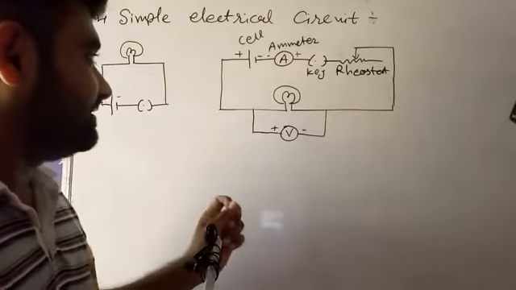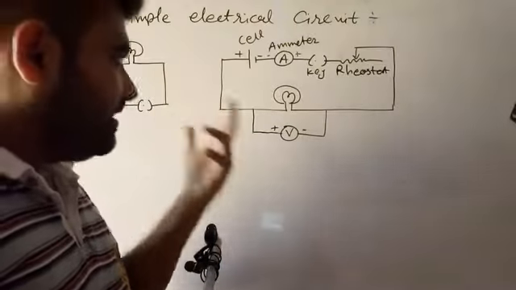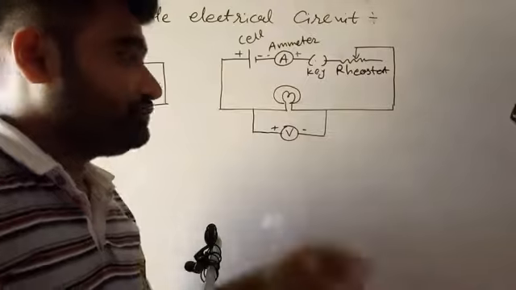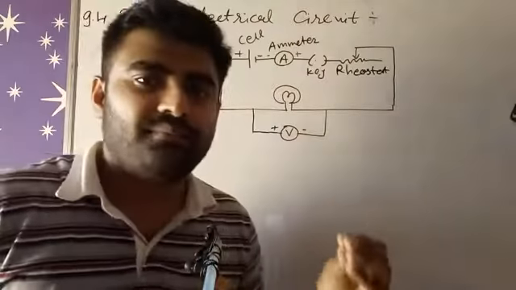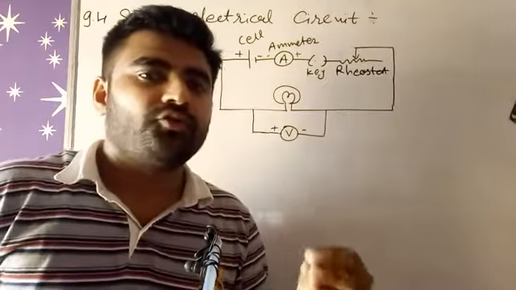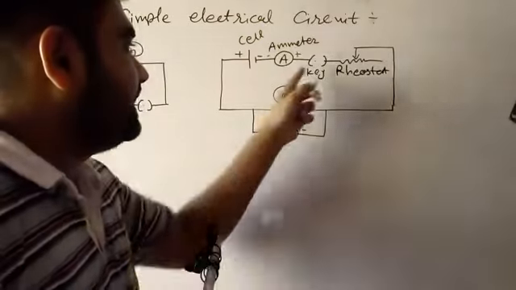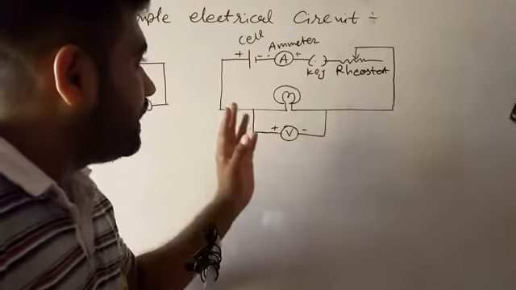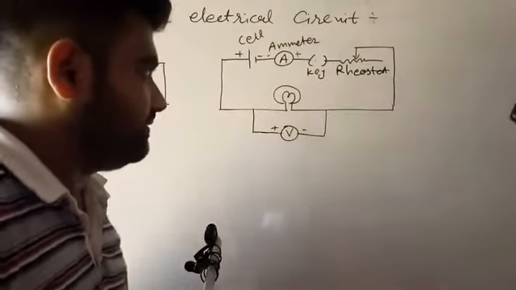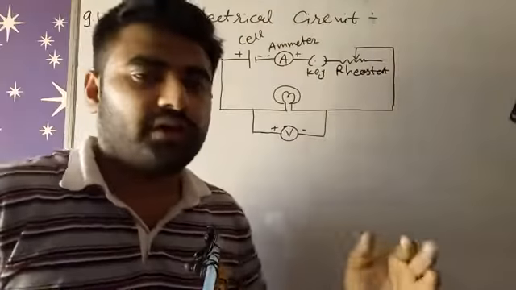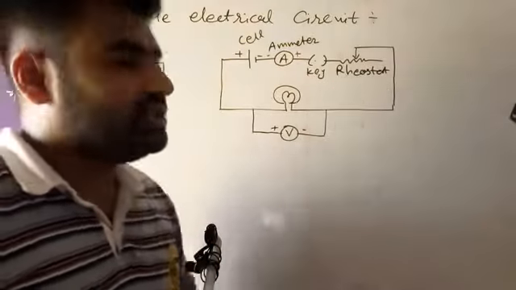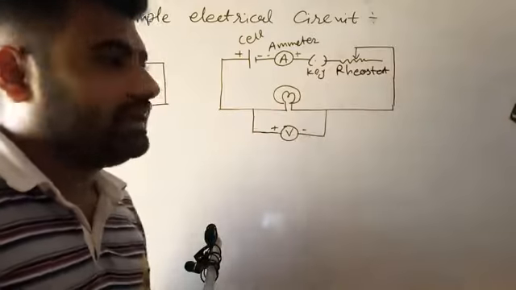In a simple electrical circuit we use a battery or cell, and an ammeter to measure current. The ammeter we use to measure current, then a key to switch this circuit on and off. Simple. Rheostat: by the rheostat we can change the current as well as the voltage.